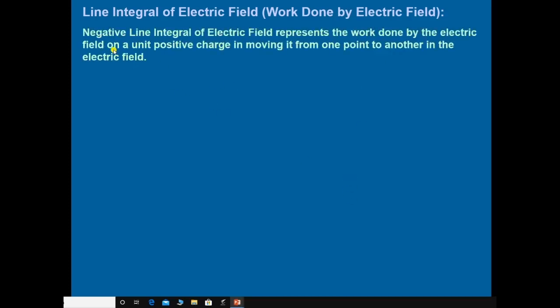First we go to the line integral of electric field, the work done by the electric field. The negative line integral of electric field represents the work done by the electric field on a unit positive charge in moving it from one point to another in the electric field, represented by W_AB, the work done between the two points A and B. It is given as the negative line integral of E dl, where E represents the electric field between A and B.